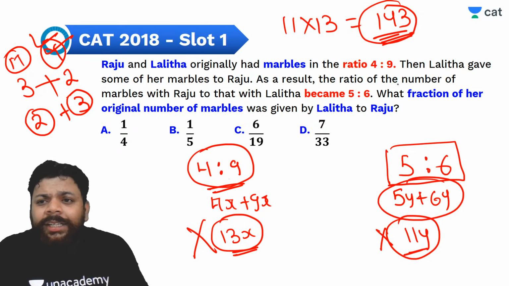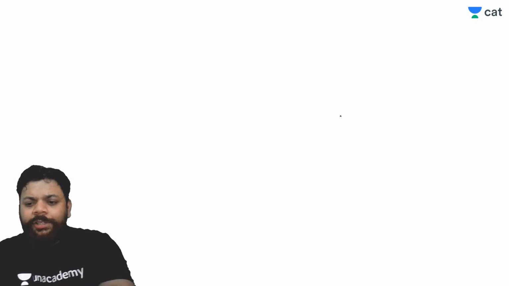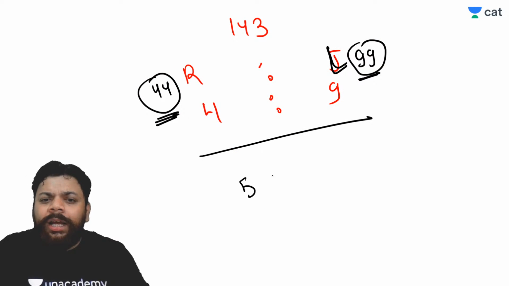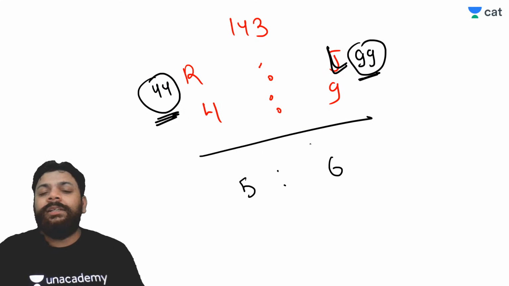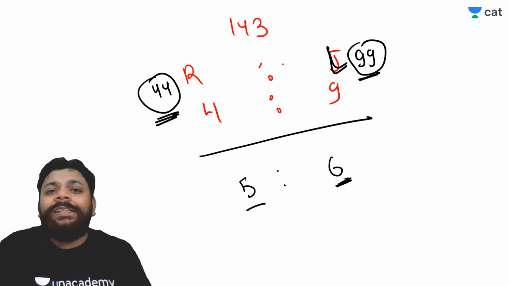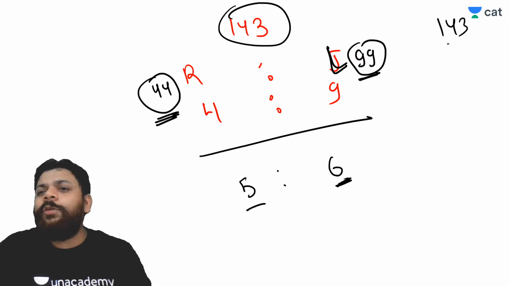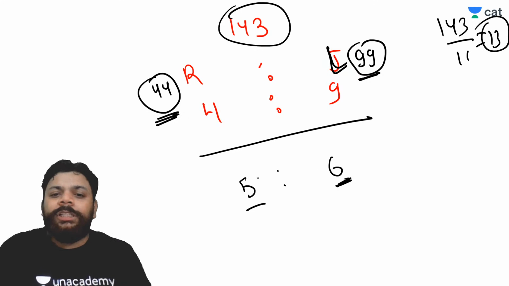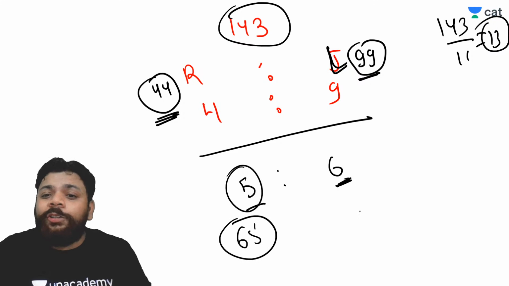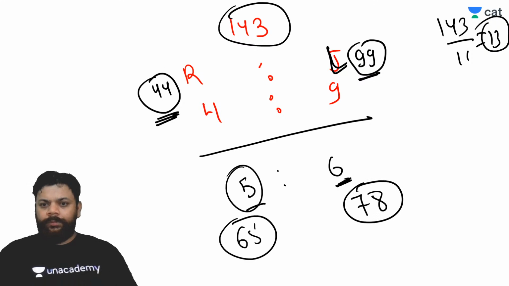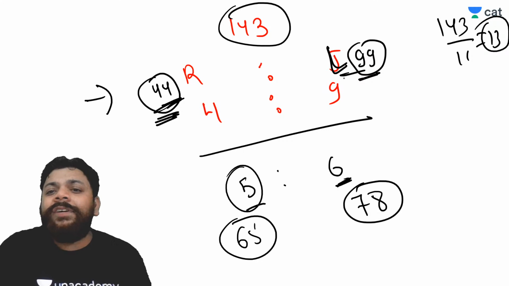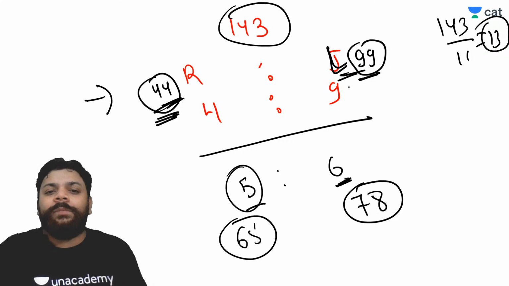And now as a result, Lalita is giving some marbles and the ratio is becoming 5:6. Just try to think like this. 5:6 means a total of 11. If I divide 143 by 11, I'll get 13. So this must be 13 into 5, that means 65, and this must be 13 into 6, that is 78. So this is the initial case. That means initially Raju and Lalita had 44 and 99 marbles.